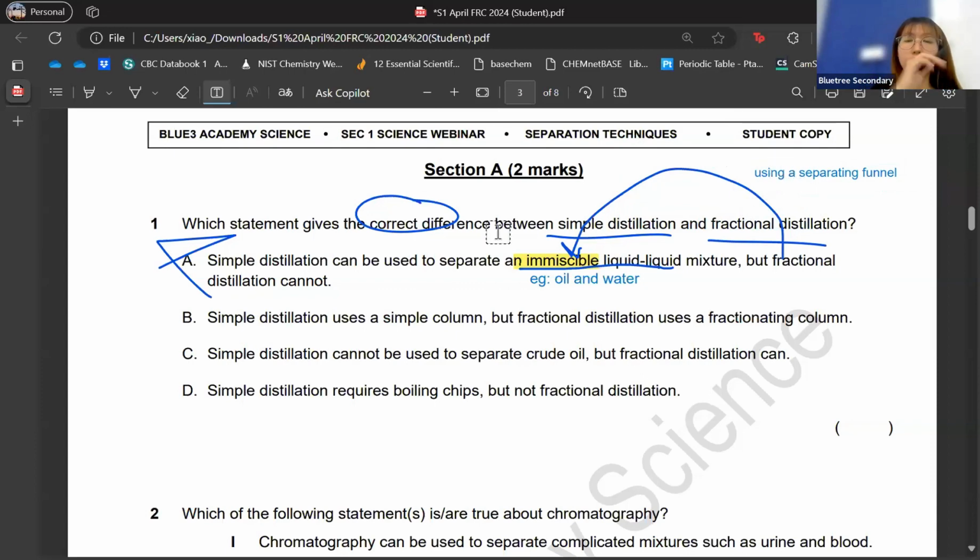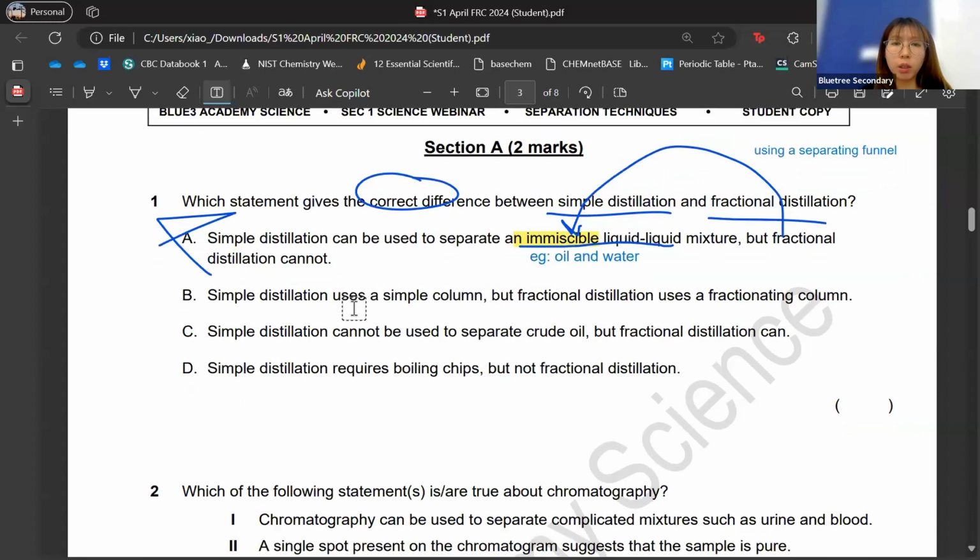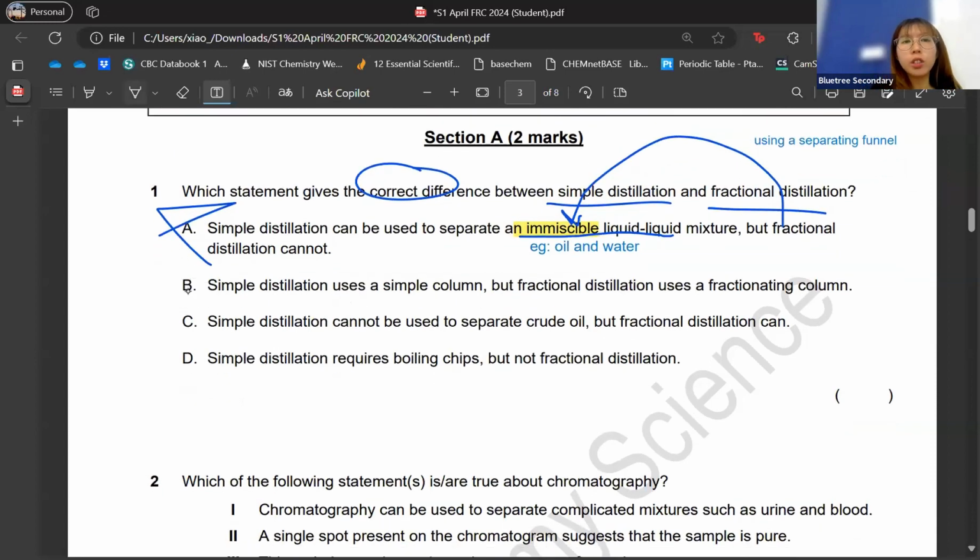Okay, but A is already wrong. A, we use it to separate soluble solid liquid mixture. Okay, so going to option B, simple distillation uses simple column, but fractional distillation uses fractionating column. So for the second part of the sentence, this is correct. However, for the first part of the sentence, it is incorrect.